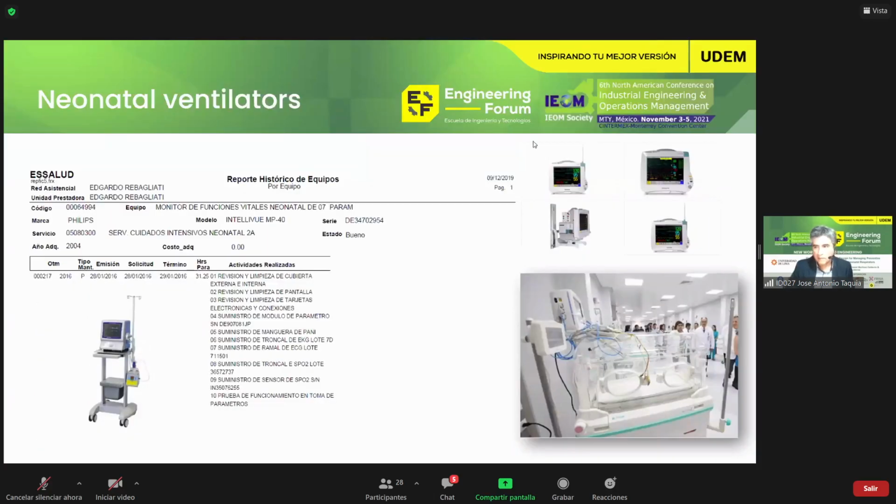This is the main thing that we are focusing on. This equipment is specialized critical equipment used in the first hours of newly born children, and it must be in optimal condition to function.